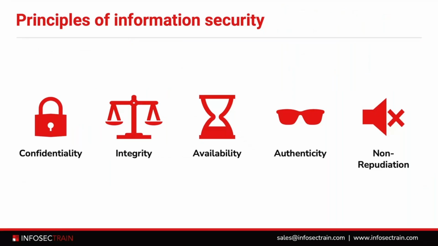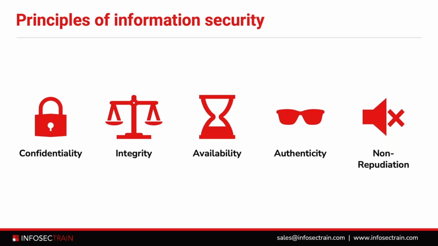So starting from the quick basics, what are these terms? Confidentiality, integrity, availability, authenticity, and non-repudiation. Okay, and what's their importance in information security? But quickly, confidentiality refers to protecting the disclosure of the information in an information system.